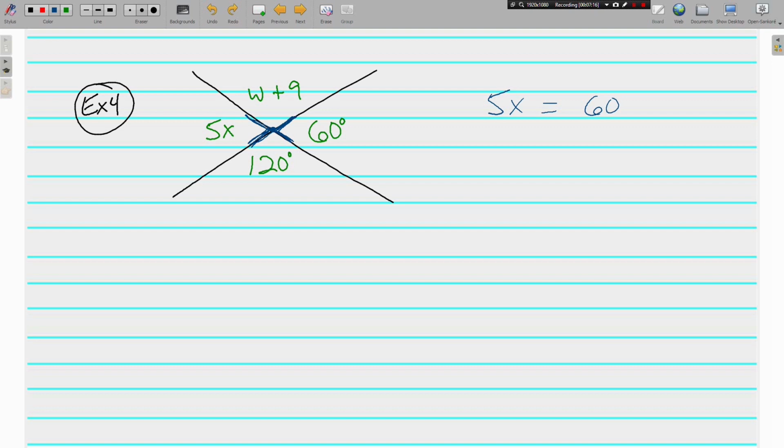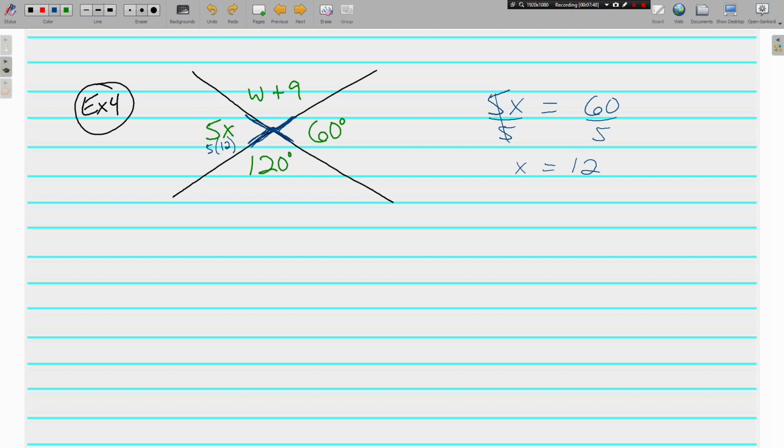And we know that vertical angles are congruent. Because vertical angles are congruent, we can say that 5x is equal to 60. Congruent is the geometry word for equal. They're the same thing. Once we set them equal, we can solve. And we find out that x is equal to 12. Which makes sense because 5 times 12 would give us 60.